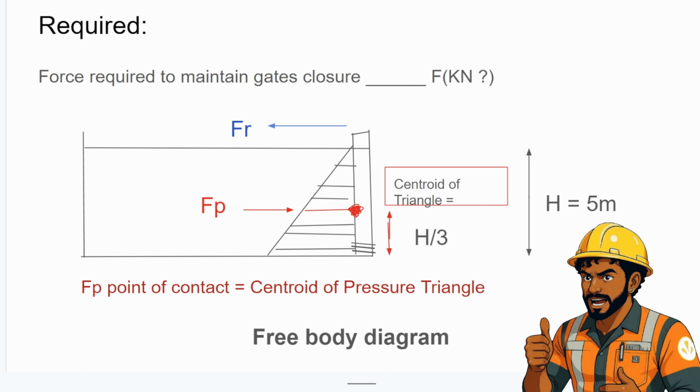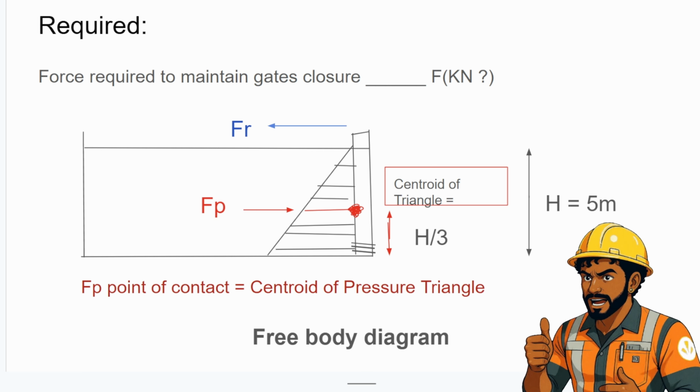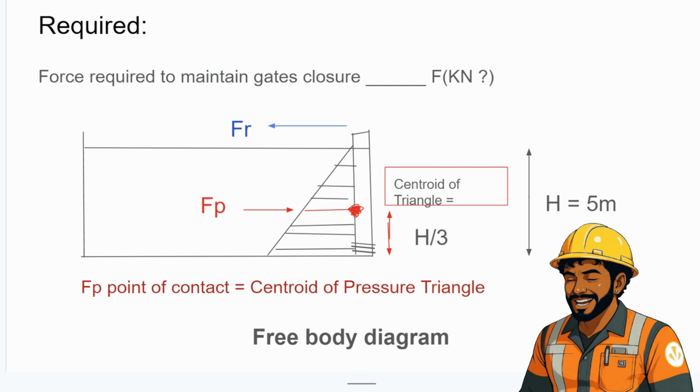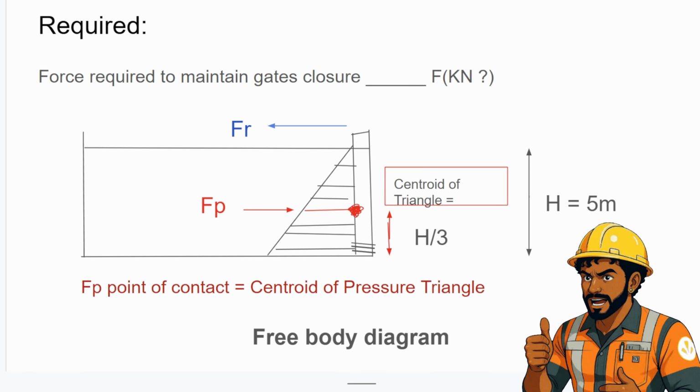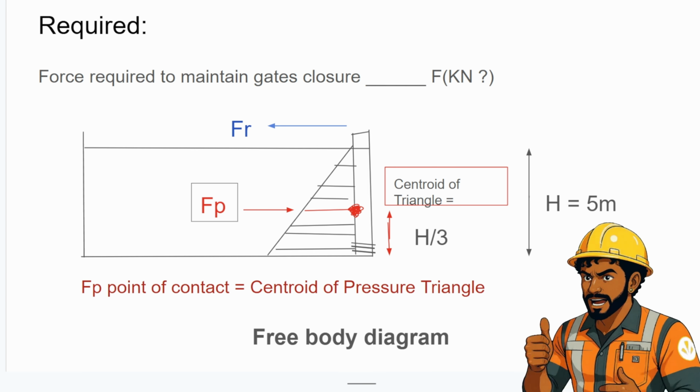So let's look at a free body diagram to understand this question first. We have a gate which is resisting a fluid. So let's say the fluid is applying an average force of Fp on the gate and the gate is resisting with a force Fr from the top of the gate. If we are able to find out the relationship between the resisting force Fr and the pressure force from the fluid Fp, we will be able to crack this problem. So what is the relationship?